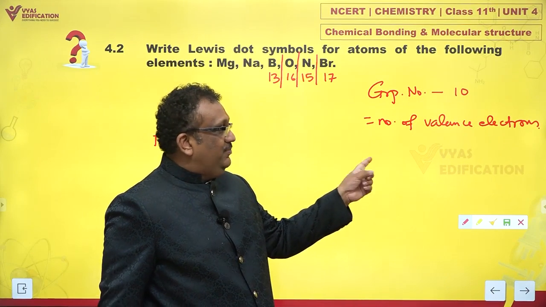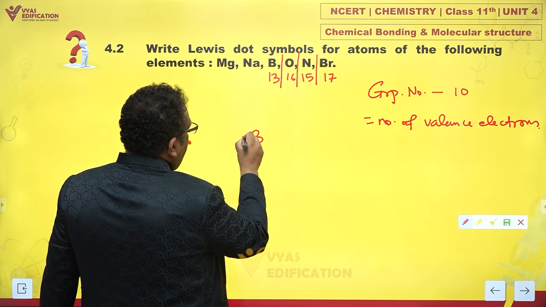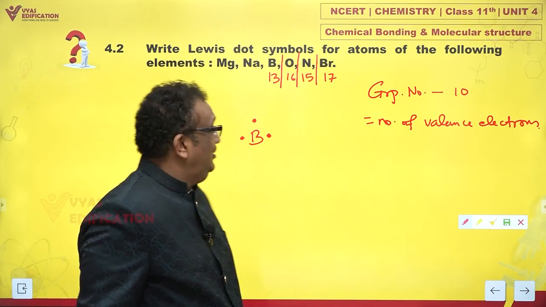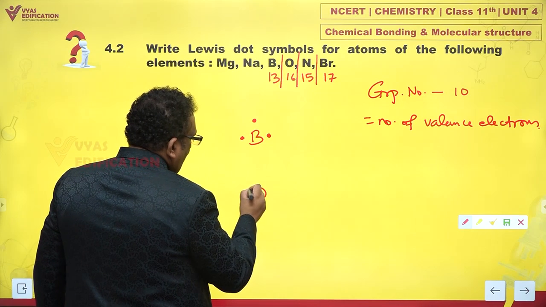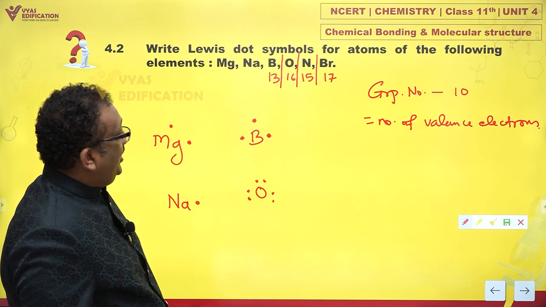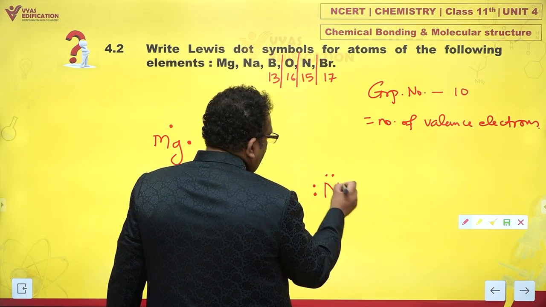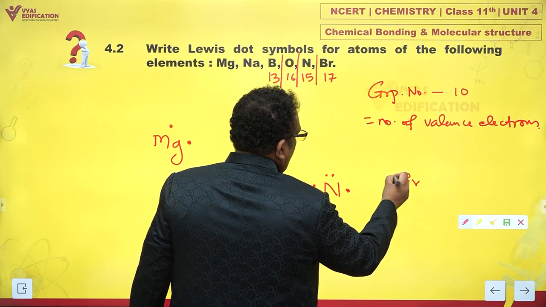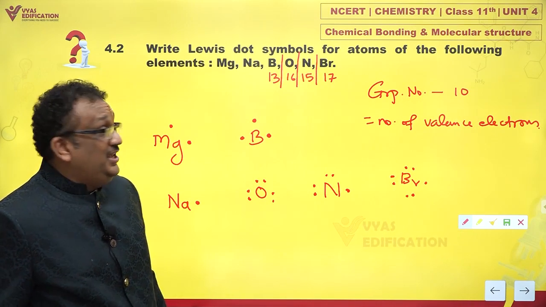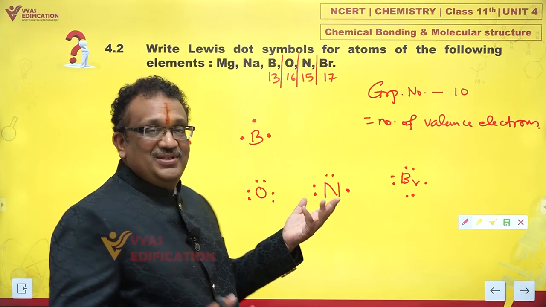So group number minus 10 is the number of valence electrons. Boron, group number 13, so 13 minus 10 is 3, so 1, 2, and 3. What about oxygen? 1, 2, 3, 4, 5, 6. And nitrogen? 1, 2, 3, 4, 5. And bromine? 1, 2, 3, 4, 5, 6, and 7. These are the Lewis dot symbols for the atoms belonging to various groups, as you can see.